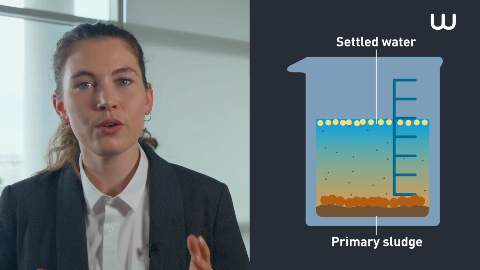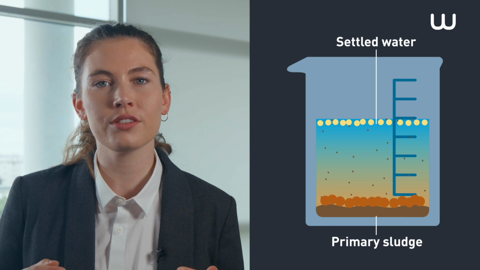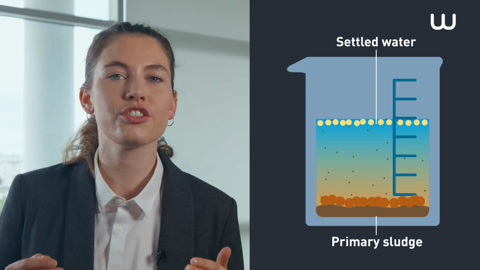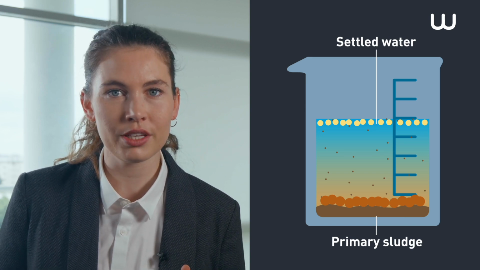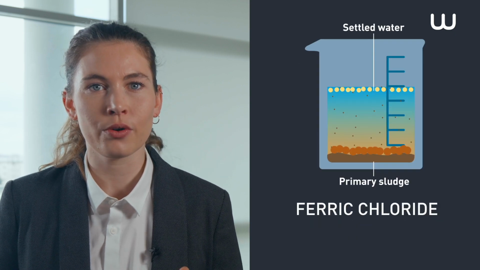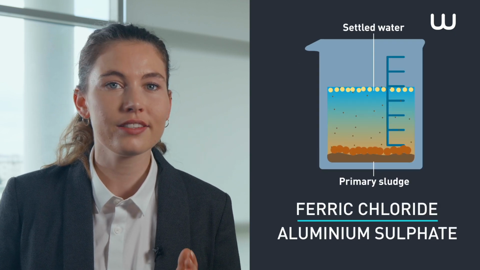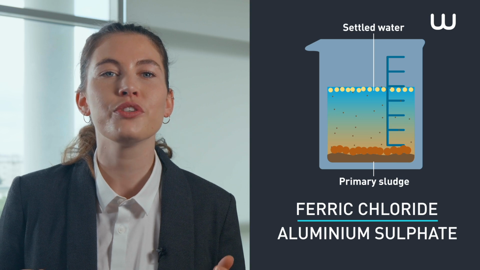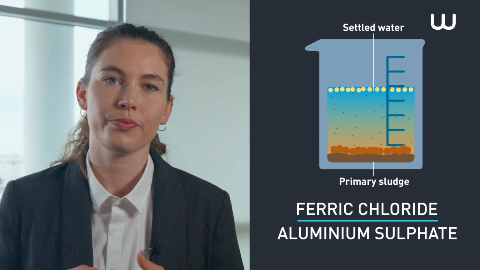In this case, in order to encourage the smallest particles to settle, a coagulation flocculation stage can be used before the settling stage. By adding ferric chloride or aluminium sulfate, this stage enables pollution to be agglomerated.